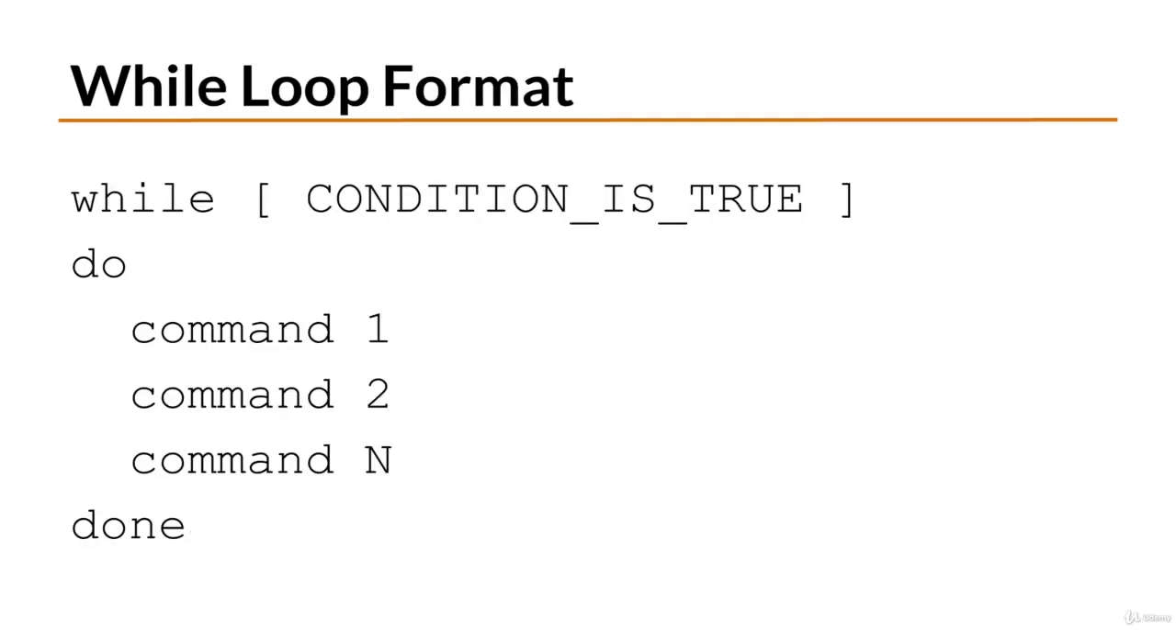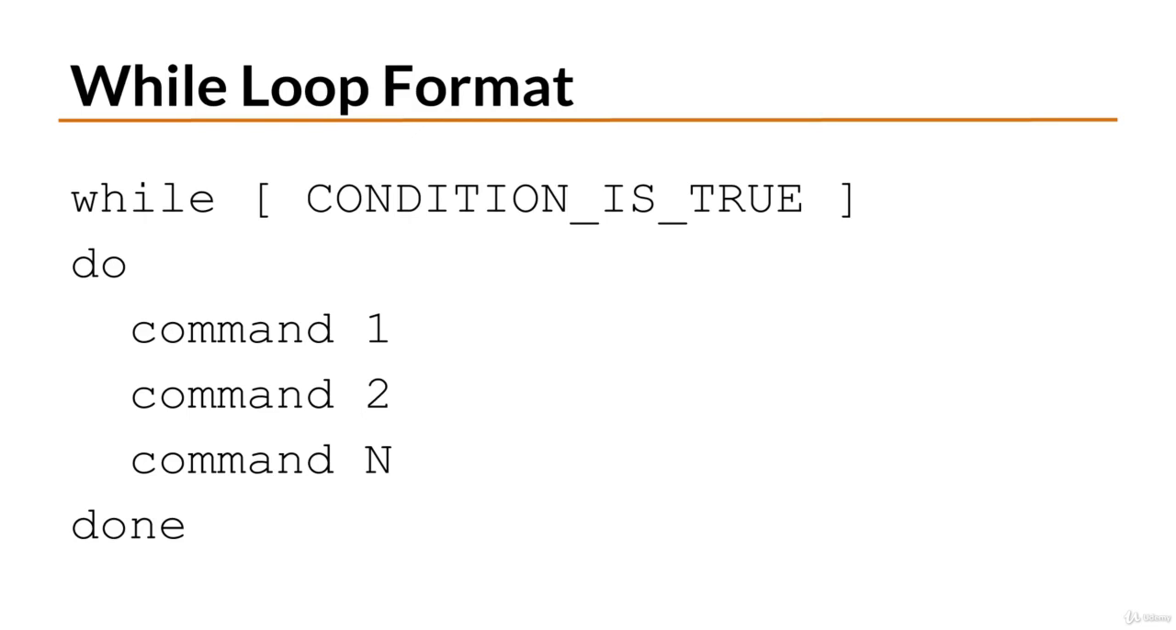A while loop is a loop that repeats a series of commands for as long as a given condition is true. This condition could be some sort of test, such as checking to see if a variable is a certain value or checking to see if a file exists, for example. The condition could also be any command.